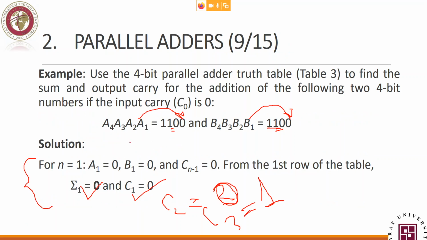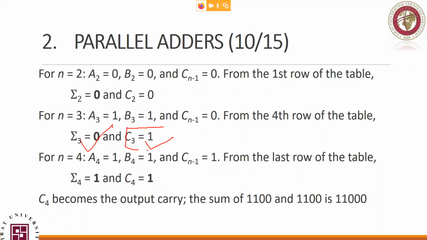Apply again. Now, what's A4? A4 is 1. B4 is 1. Do not forget that you have C3. So 1 plus 1 plus 1. 1 plus 1 is 0 with 1 carried, plus 0 plus 1 is 1 with 1 carried. Why do we need C4? This is the last sigma, the last summation. It would be like this: 1, this one, then sigma 4, 1, then sigma 3, 0, then sigma 2, 0, then sigma 1, 0. That's the final answer, the final number: 1, 1, 0, 0, 0.